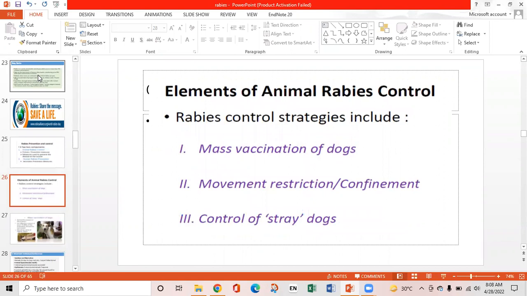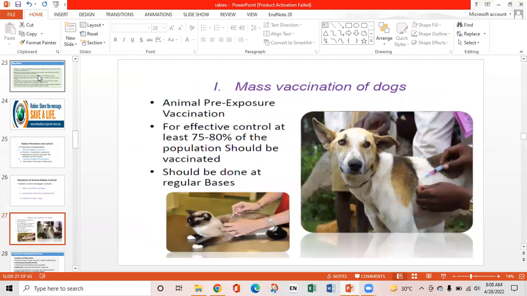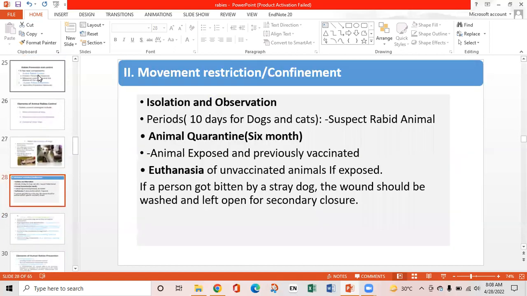Then elements of animal rabies control, 3 basic elements are involved. First is mass vaccination of dogs. Second is movement restriction, confinement. And third is the control of stray dogs. Mass vaccination of dogs, animal pre-exposure vaccination. For effective control, at least 75 to 80% of the population should be vaccinated. And it should be done on a regular basis.